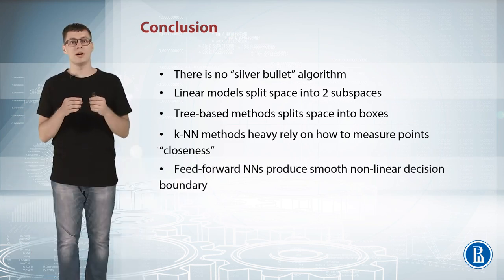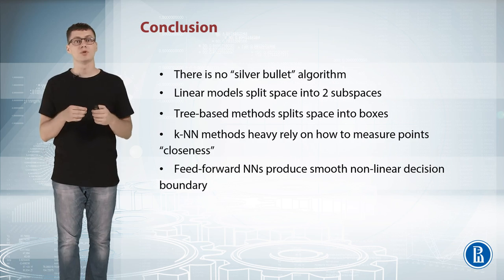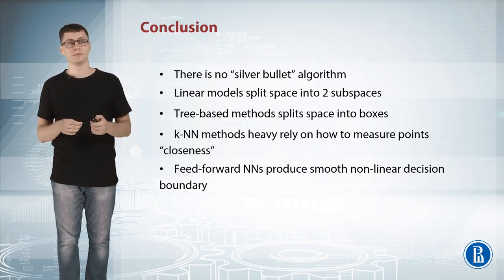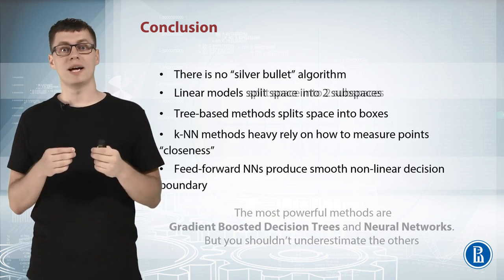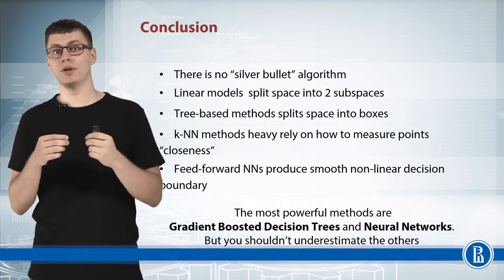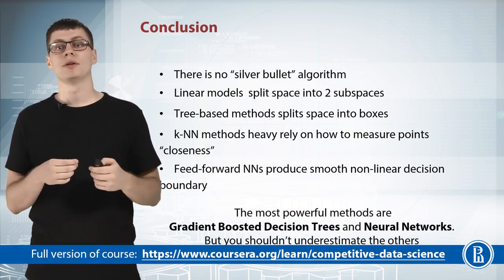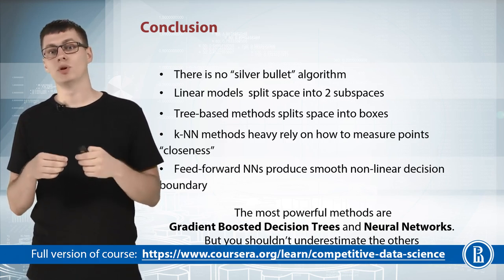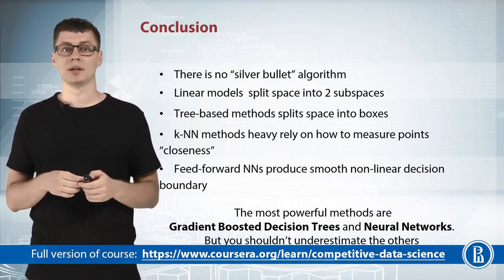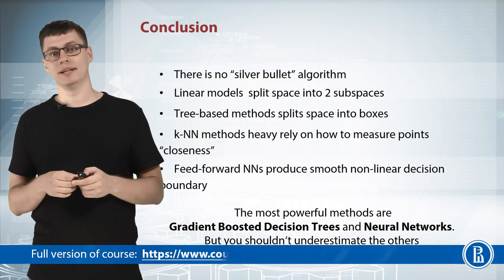Feedforward neural nets are harder to interpret, but they produce a smooth nonlinear decision boundary. The most powerful methods are gradient-boosted decision trees and neural networks. But you shouldn't underestimate linear models and KNN, because sometimes they may be better. We will show you relevant examples later in our course.